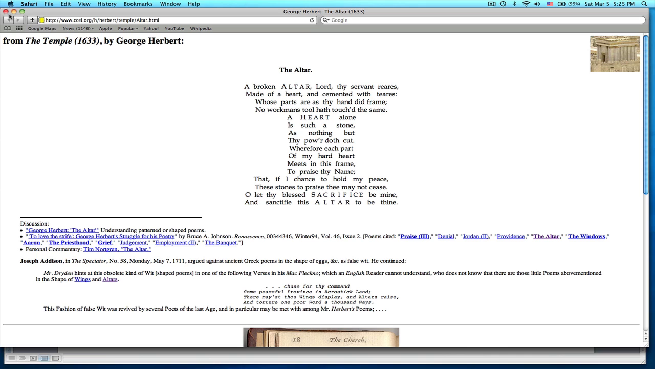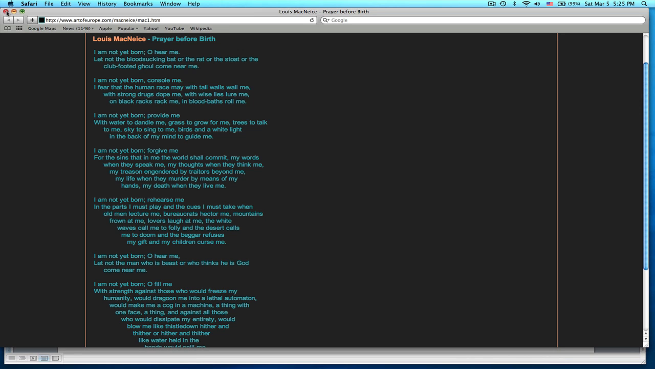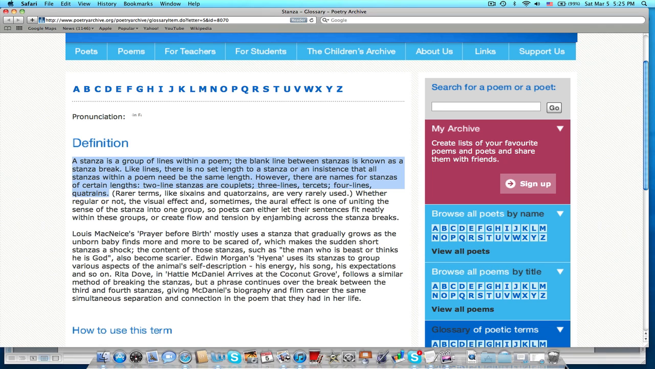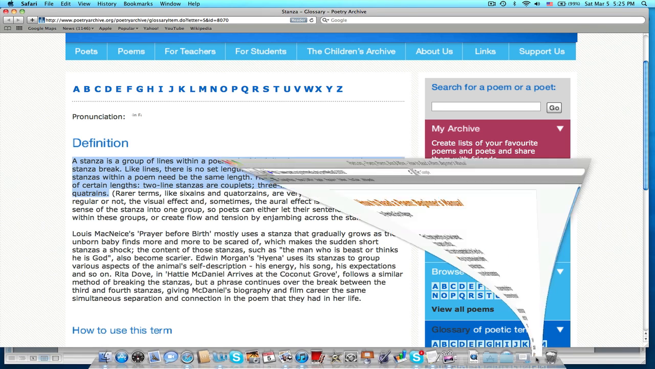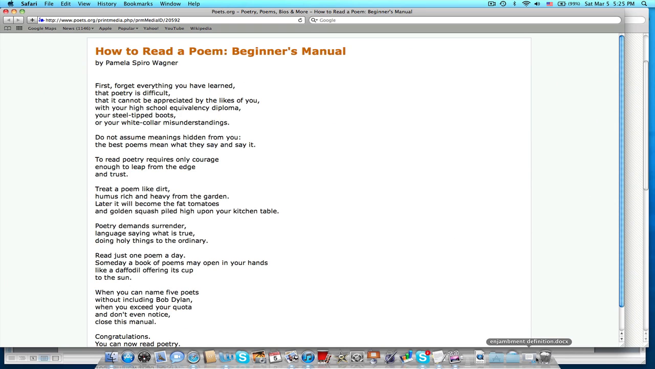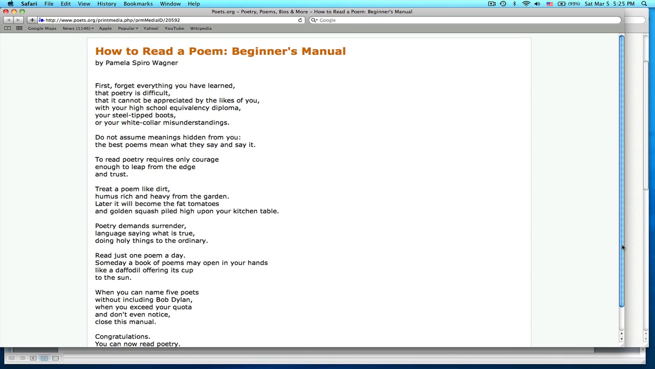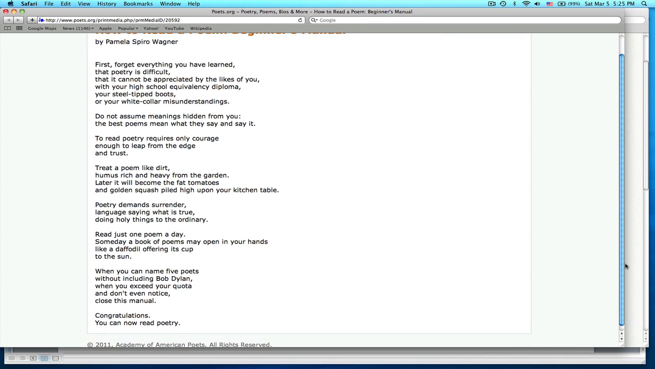So now that we've looked at these two poems that we're not studying this semester, let us take a look at Spiro Wagner's poem, How to Read a Poem, Beginner's Manual. If you go into this poem, the first thing you might notice is that the stanzas are fairly irregular. There's no discernible pattern in terms of how they're shaped or what their length is. So that's something you could think about.